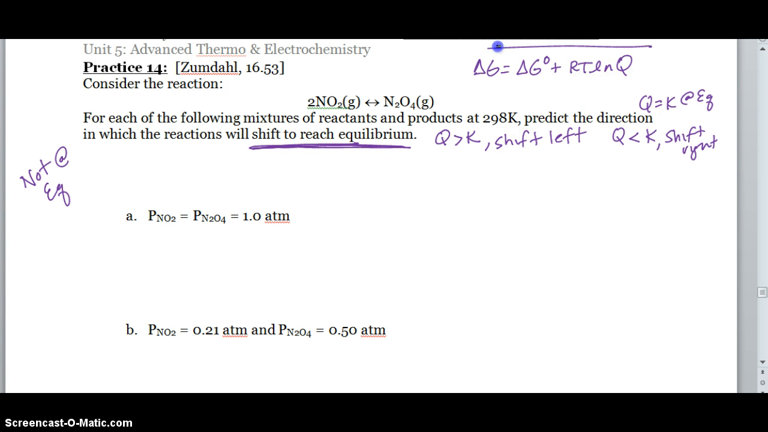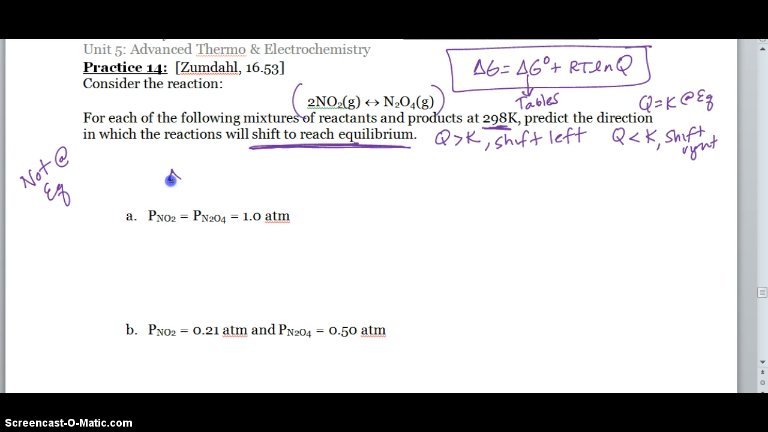So if we look at this, we need to know what's missing. We need to find a delta G naught. That's going to come from tables, right? We've got a pretty simple little reaction there. R is just a constant. The temperature they gave me is 298, and then Q we'll find for each of the scenarios.